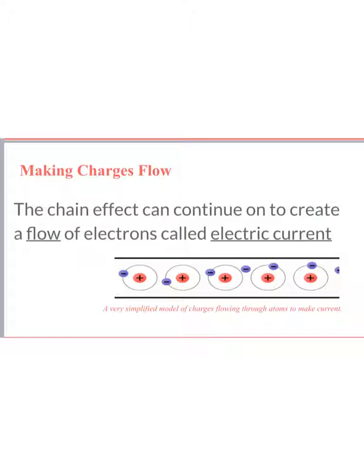So let's look at this. If this electron right here is forced off, it then forces another electron off, and this electron, it's not the same electron, it's different electrons, but this flow of electrons causes electrical current.